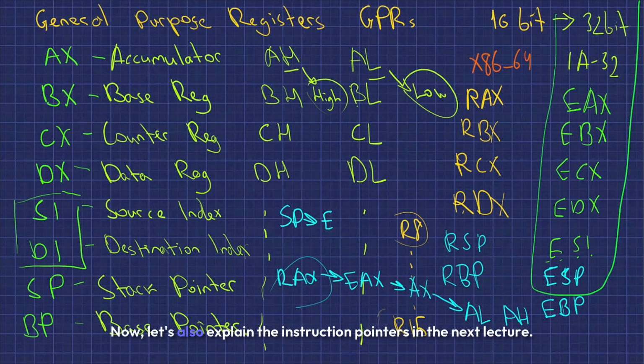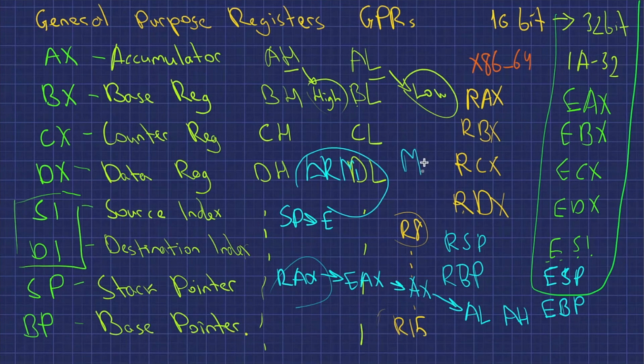Now let's also explain the instruction pointers in the next lecture. This was part 1 of the first lecture. As I said from the start of this lecture, these are very important for learning assembly languages. It doesn't matter if it's ARM or another assembly language. If you know the base understanding of how assembly works, you can apply the same principles on ARM, MASM, or other assembly languages.